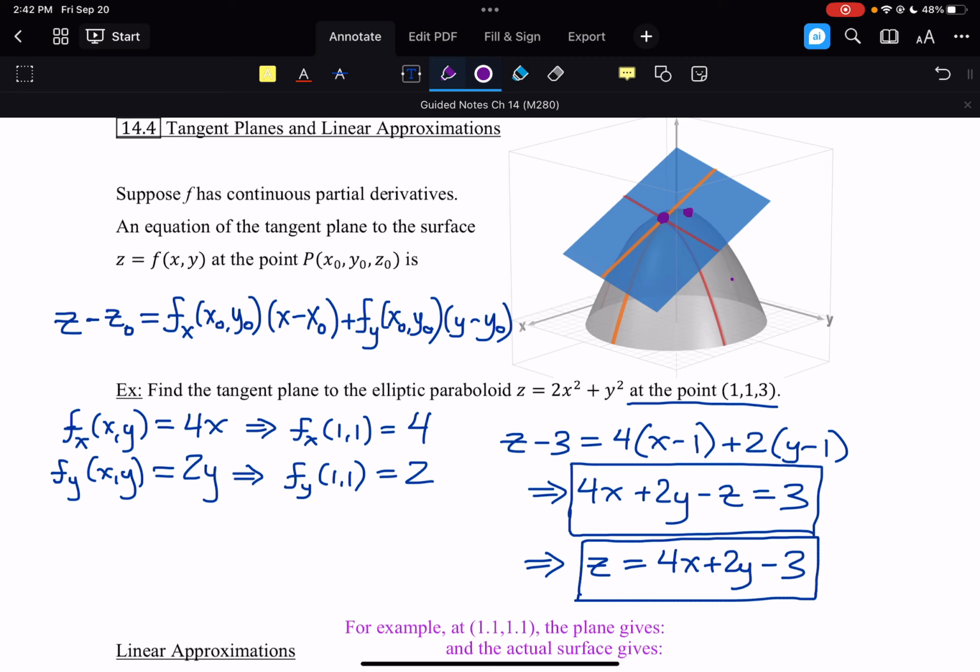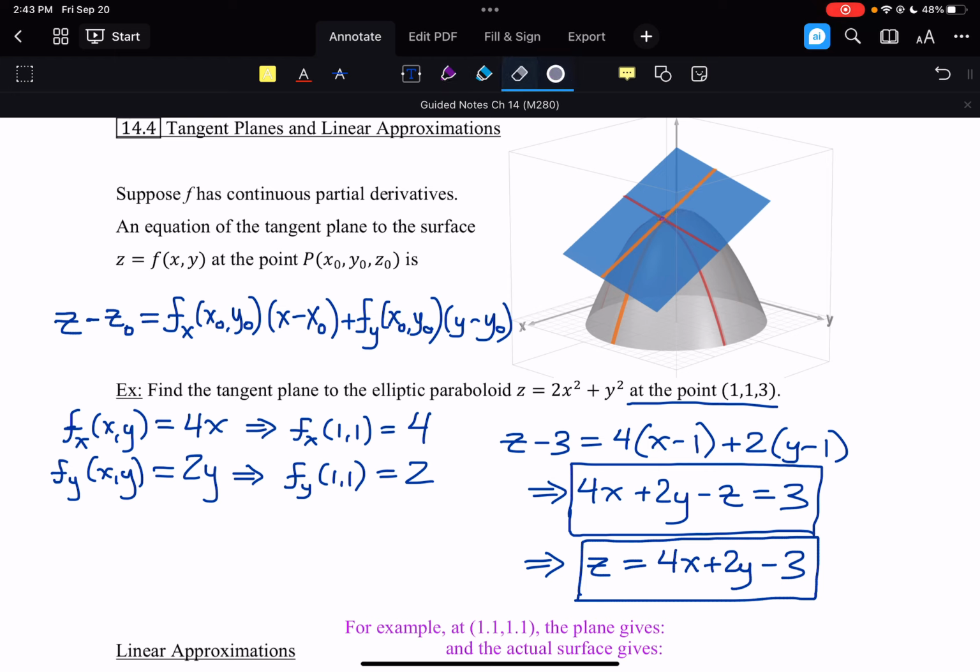But for some reason I can't. Maybe the surface is too complicated, maybe the function doesn't work very well, or the value itself is too small of a decimal, whatever the reason may be. Instead of using the surface, we could instead look at the corresponding point on the plane and use that to estimate the actual value on the surface.